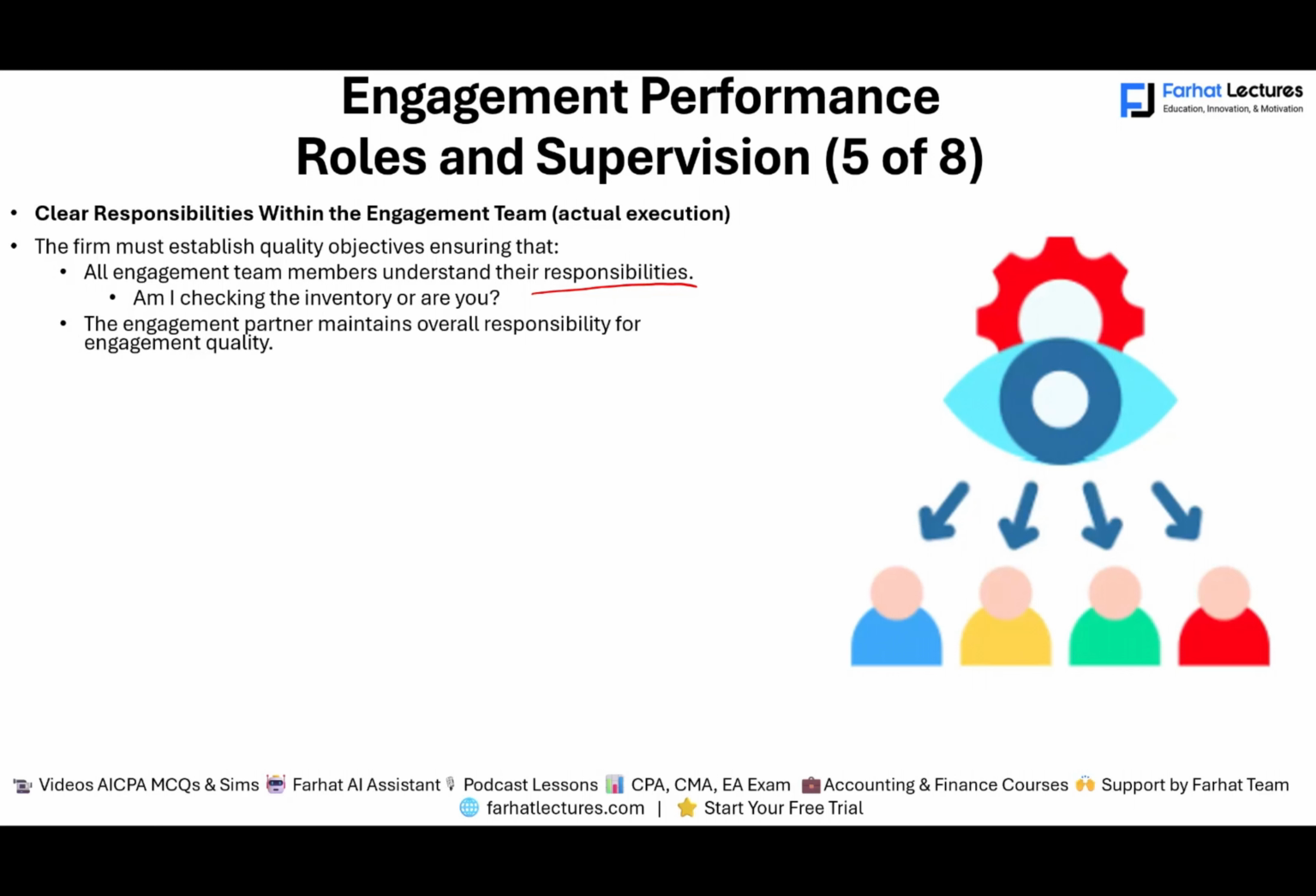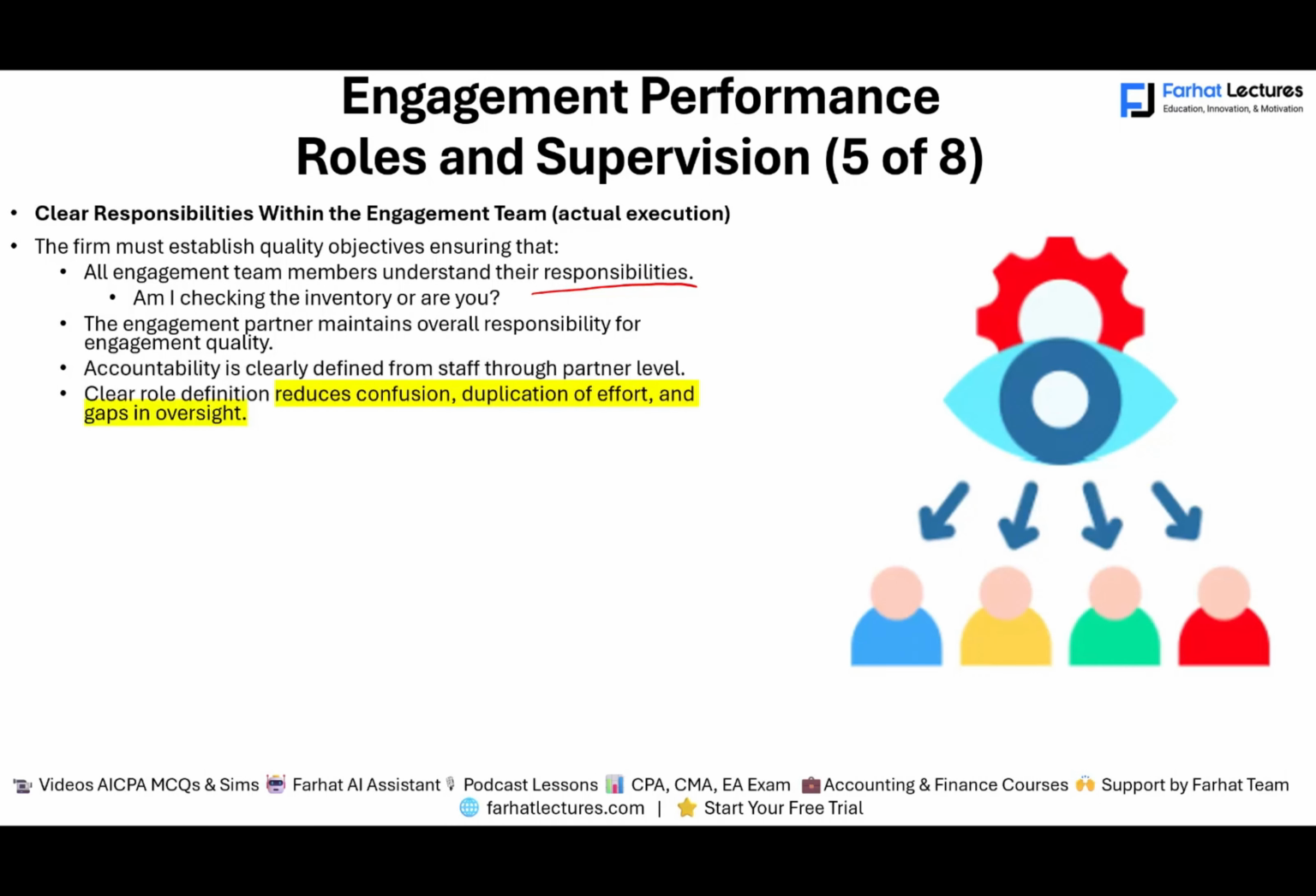So the engagement partner maintains the overall responsibility for that engagement quality. And this is where they have to supervise the process. They cannot just let it go. So we have to have clear definition about who's responsible for what. This is going to reduce confusion, duplication of effort, or gaps in oversight. So what does that mean? Clear responsibilities are important. Supervision is based on risk and experience.